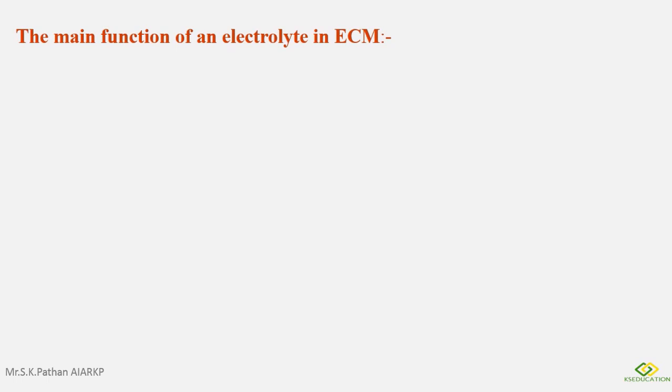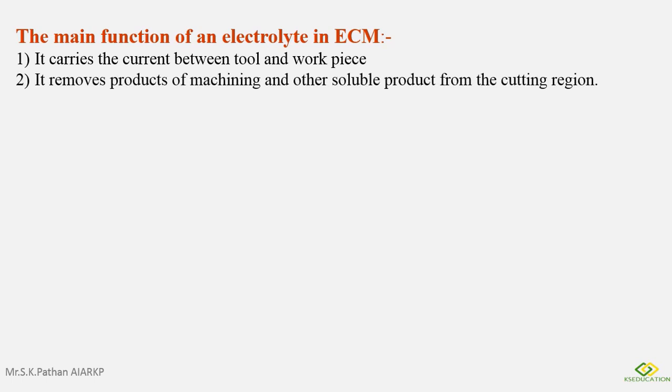Now, the function of electrolyte in electrochemical machining is, it carries the electric current between tool and workpiece. It removes the product of machining and other soluble products from the cutting region. So here the product of machining is a sludge, which is iron chloride. Other soluble product means sodium hydroxide. It dissipates heat produced in the operation.